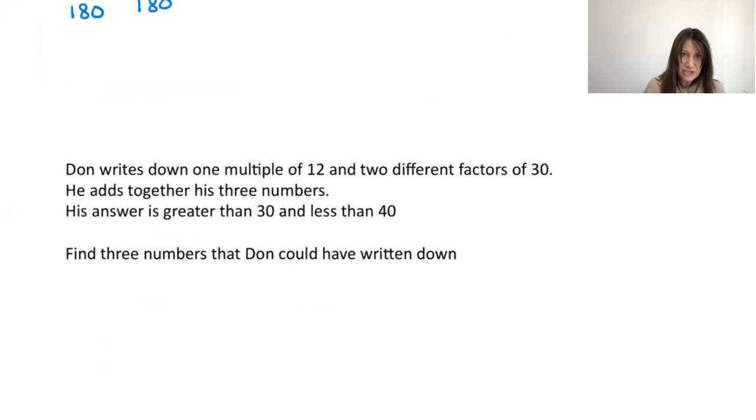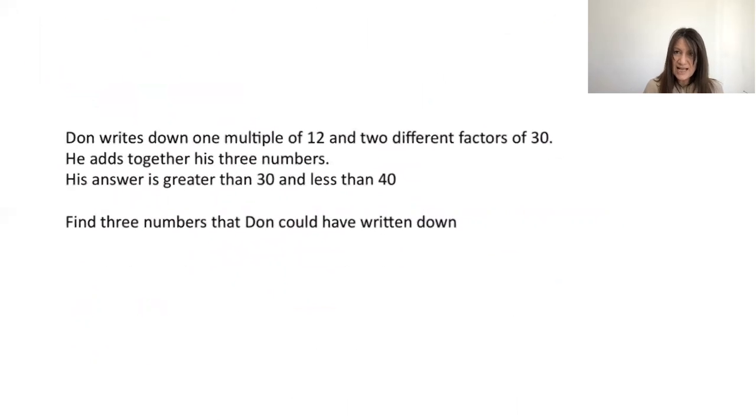All right, next question. Pause and hit play when you're ready. Okay, so Don writes down one multiple of 12 and 2 different factors of 30. So there's quite a lot going on just in that first sentence, multiples of 12 and factors of 30. He adds together his 3 numbers and he gets an answer that's greater than 30 and less than 40.